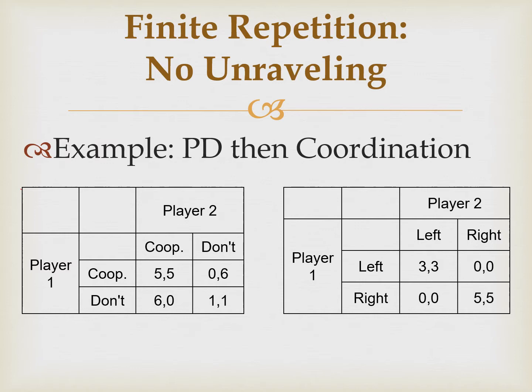If you reversed the order of these 2 games, if we played the coordination game first and the prisoner's game second, would that game unravel? Try and figure that out yourself, but the answer is yes, that game's going to unravel just like the 100 round prisoner's dilemma game story unraveled. And so you can think about different orderings of different games and think about, does it help us open up more equilibria, or does it unravel and we don't actually get any more cooperation when we have a finitely repeated game?